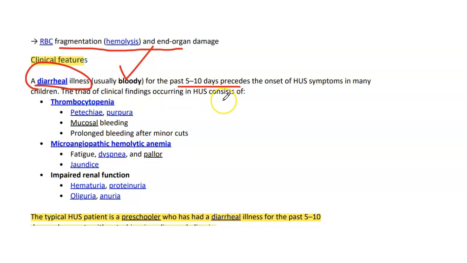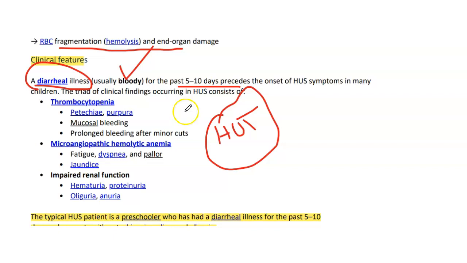A triad of clinical findings occurs in hemolytic uremic syndrome. Remember HUT instead of HUS as a mnemonic to remember the clinical features. From H you have hemolytic anemia, from U you have uremia, which is renal dysfunction or acute kidney injury, and from T you have thrombocytopenia. These three are the clinical features of a patient presenting with hemolytic uremic syndrome, known as the triad of hemolytic uremic syndrome.